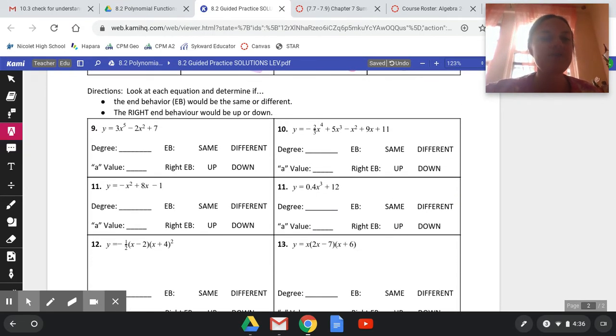All right, now let's go through some examples where we are just given the function in standard form first.